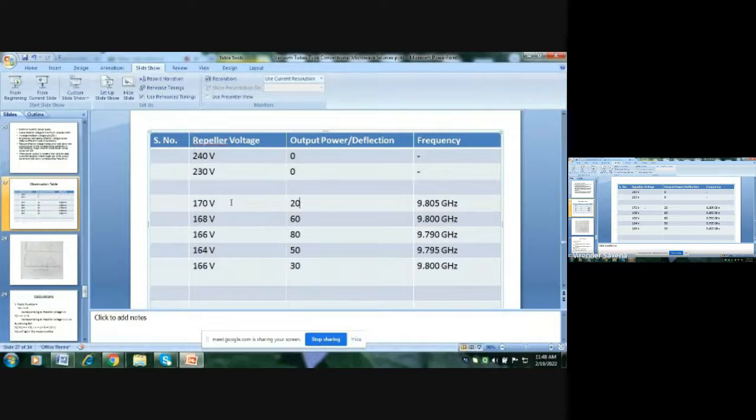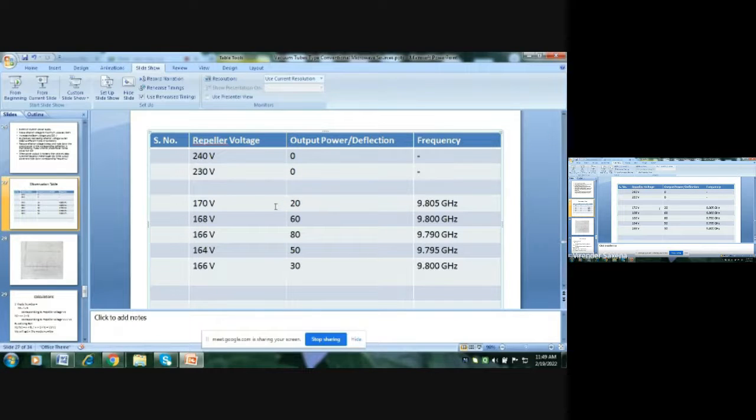And even at this point, not all the electrons transfer power to the cavity. Only a few electrons which are more than the accelerating mode. But still, suppose 100 में से 50-60 इलेक्ट्रॉन्स ही यहाँ पर पावर केविटी को ट्रांसफर कर रहे हैं, तो 20 डिवीजन आउटपुट आएगा.